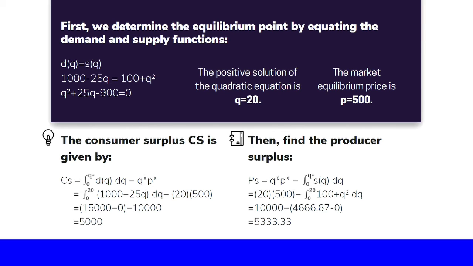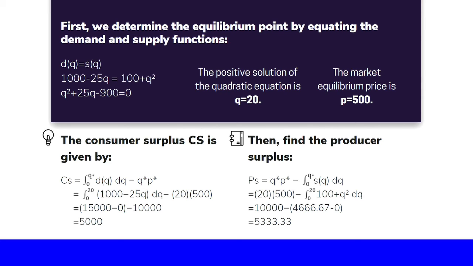First, we need to find the consumer surplus, and the consumer surplus is given by integrating from 0 to Q, D(Q) dQ, minus Q times P. So we need to integrate from 0 to 20, 1000 minus 25Q, minus 20 times 500. So we obtain the answer 15,000 minus 0 minus 10,000. So the final answer is 5,000.